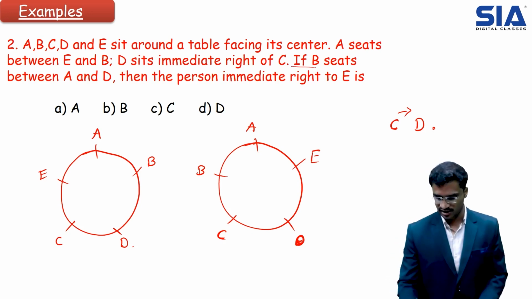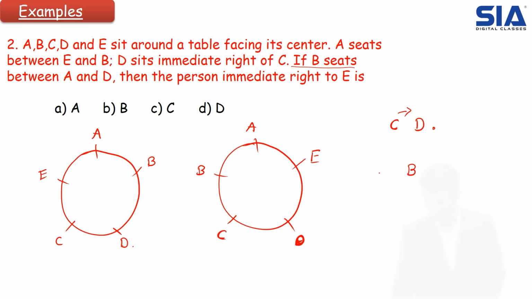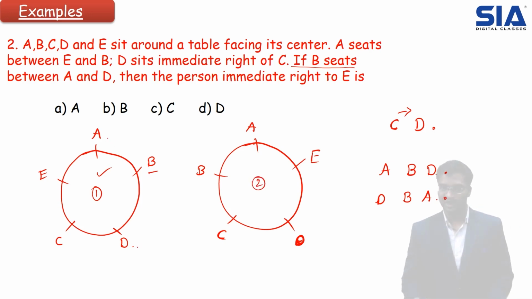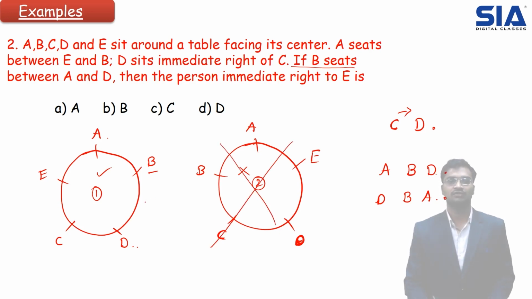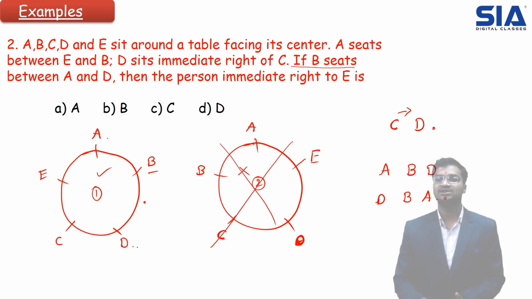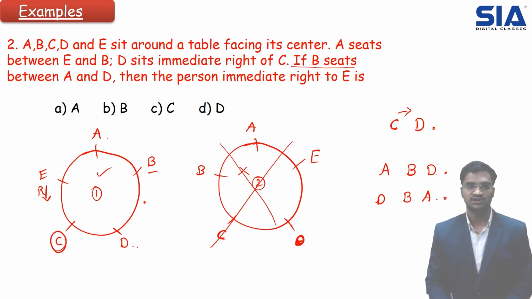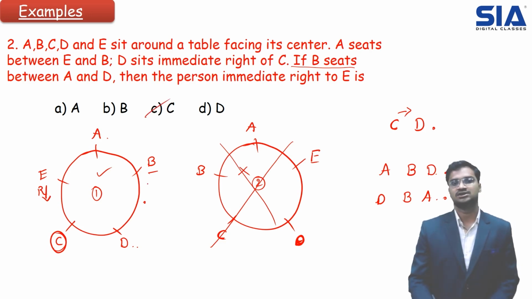Now coming to the next statement. If B sits between A and D, B should sit between A and D. Both of them are possible. Now let us check. In the first possibility, is B sitting between A and D? Yes, B is sitting between A and D. In the second possibility, is B sitting between A and D? No, here B is not sitting between A and D. He is sitting between A and C. So the second possibility is ruled out. Now let us solve using this first possibility. Then the person sitting to the immediate right of E is who? The person sitting immediate right of E is C, which is option C. So our answer is option C.